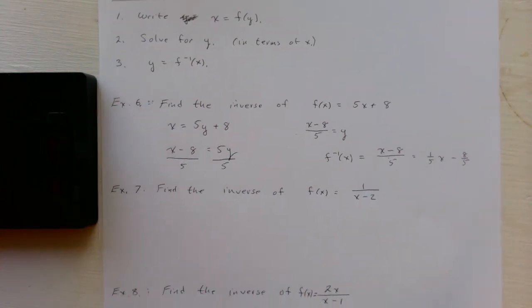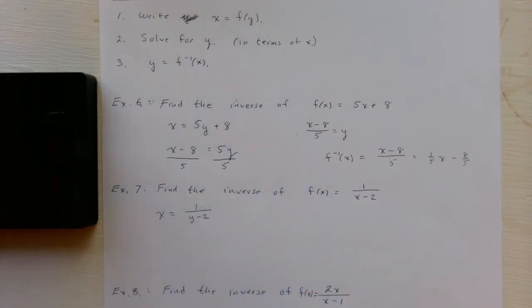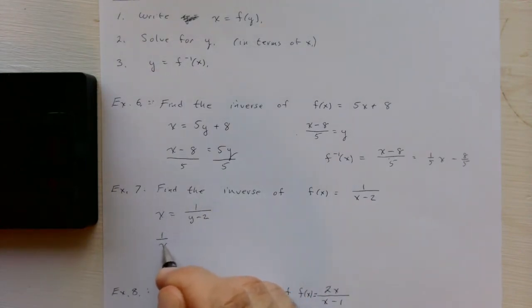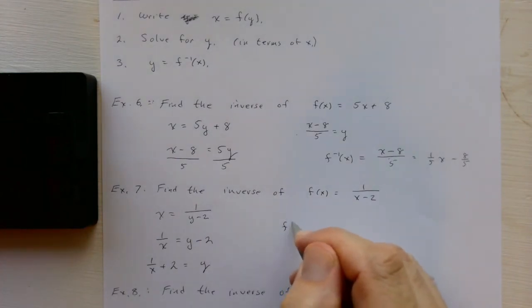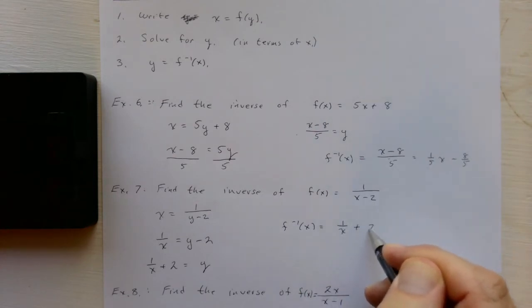All right, to find the inverse of 1 over x minus 2, it's not necessarily going to be x minus 2, so let's see. We write x equals 1 over y minus 2. Then we take the reciprocal of both sides, so we get 1 over x equals y minus 2. Then we add 2 to both sides and get y equals 2 plus 1 over x. So f inverse of x is 1 over x plus 2.